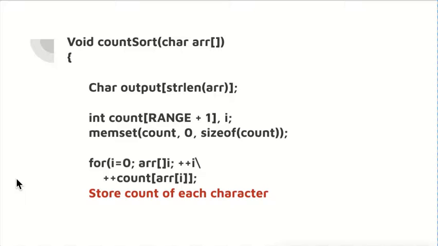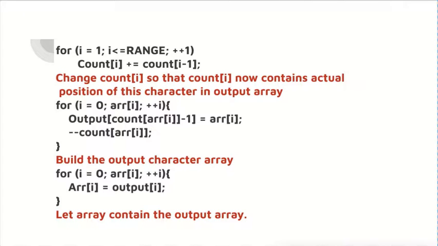And for the code understanding part, the function of this code is to sort the count of each character in this page. In this page, the first part of the code changes count[i], so that count[i] now contains the actual position of this character in the output array. The next part is to build the output character array. And the last part is to let the array contain the output array.